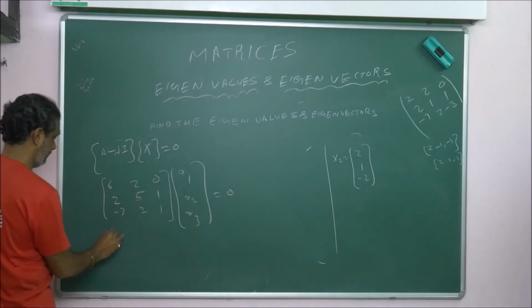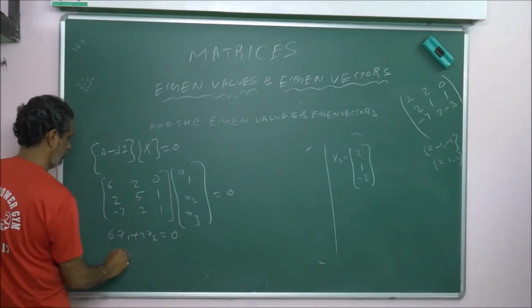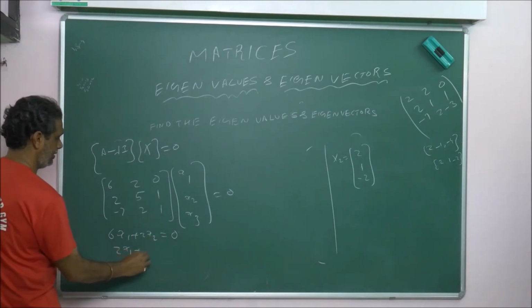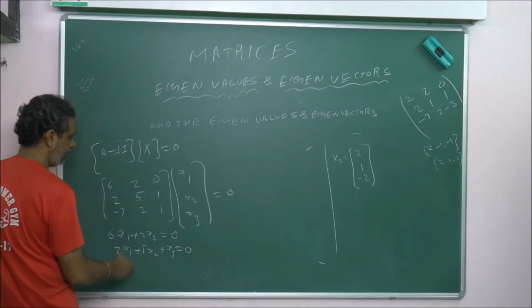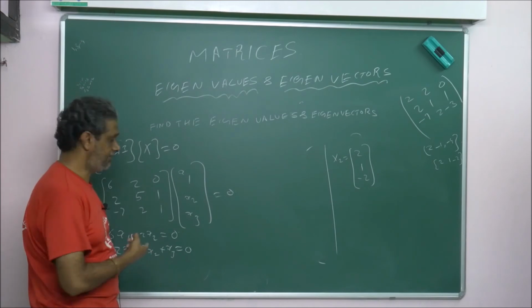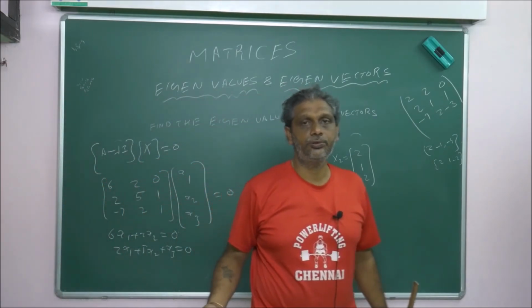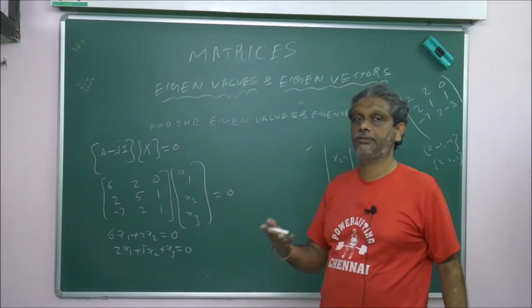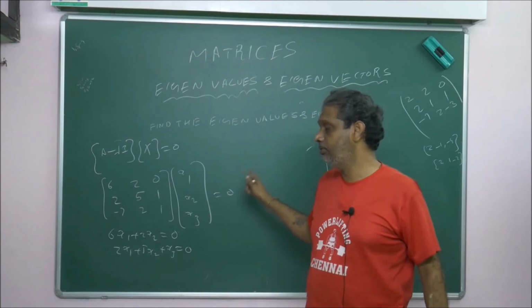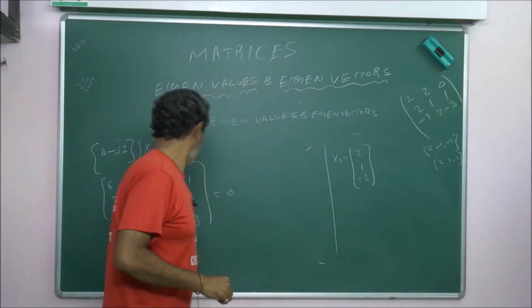Write the equations. 6x1 plus 2x2 is equal to 0. 2x1 plus 5x2 plus x3 is equal to 0. If all three equations are the same, this does not follow, because if any two rows or two columns are equal, the determinant is 0, and you will get the trivial solution. You don't do this x1, x2 method then, that is a different method. So this is how you will do it.